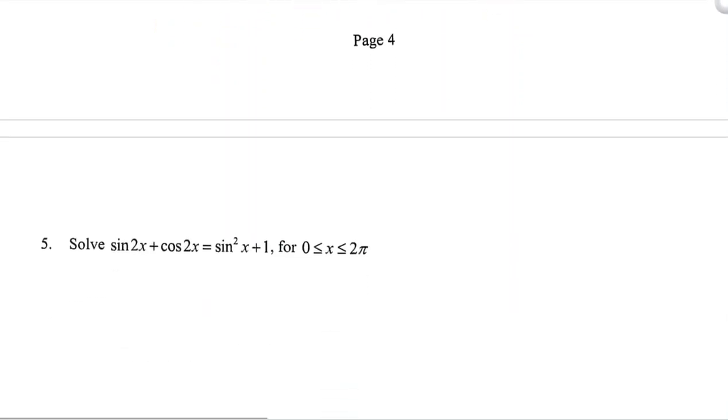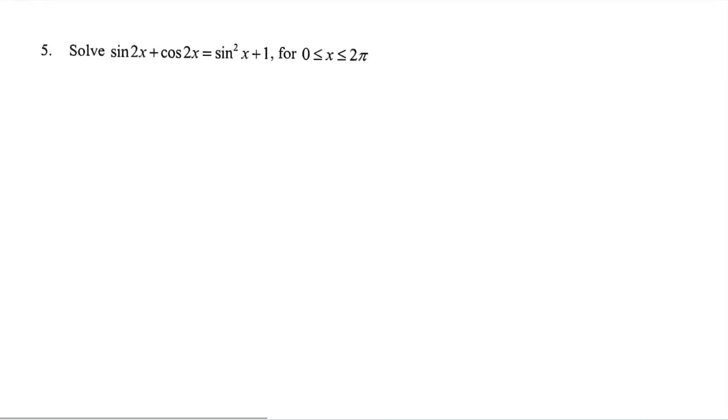Question 5. Solve sine 2x plus cos 2x equals sine squared x plus 1 between 0 and 2 pi yet again. No suggested method here on what we should do. How about we change them out into normal x's? Get rid of the double angle? Yeah? All right, so what about sine 2x? What does it become?